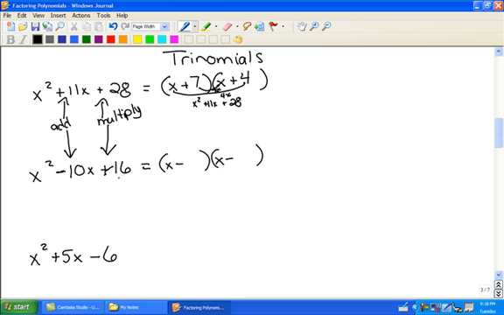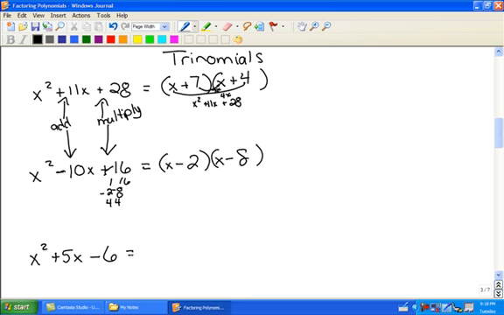And you want to think of the factors of 16. What two numbers will multiply to give us 16, yet add to give us negative 10? And you'll notice that this will have to be a negative 2 and a negative 8. One more before we go on.